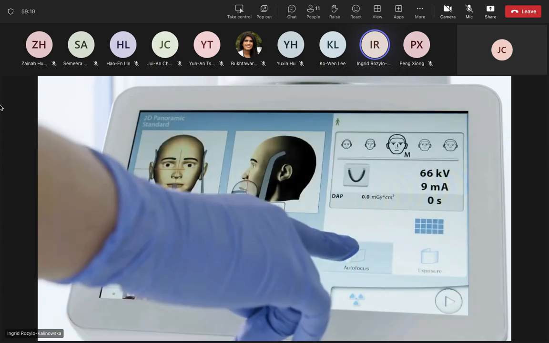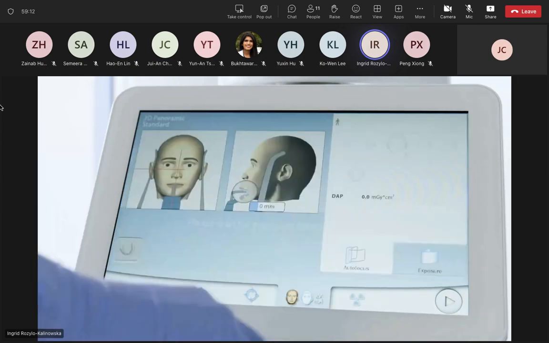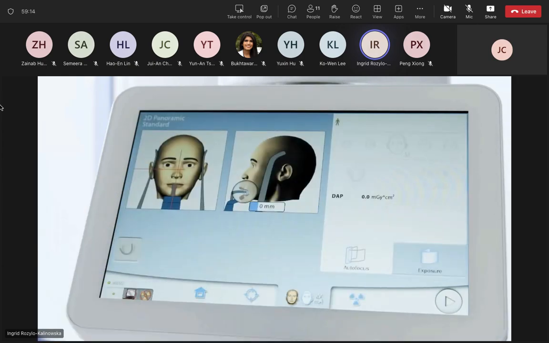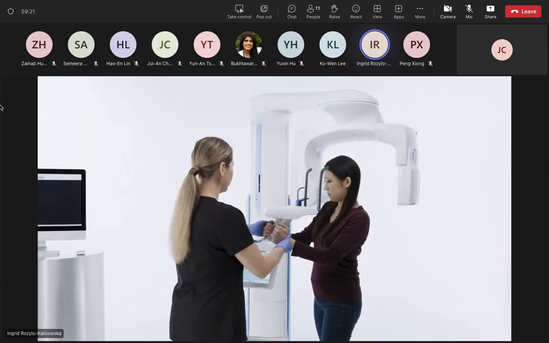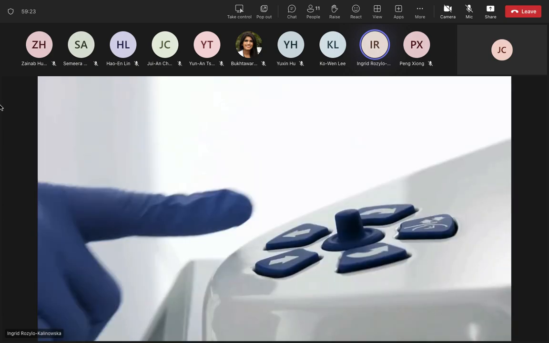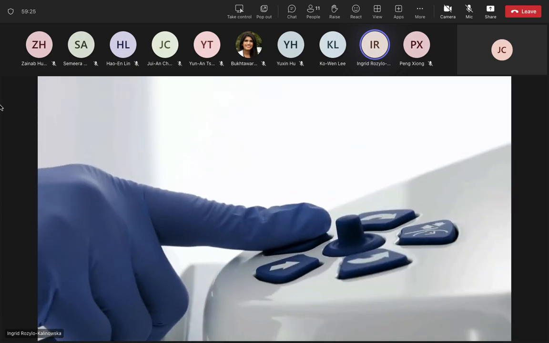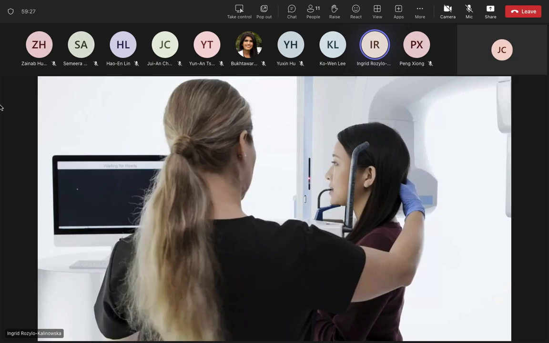Select Autofocus. Have the patient remove glasses, jewelry, all removable appliances, and hair accessories. Have the patient stand tall, hold handles, and walk close to the unit. To begin the positioning process, adjust height of unit until the chin rest is even with the patient's chin.